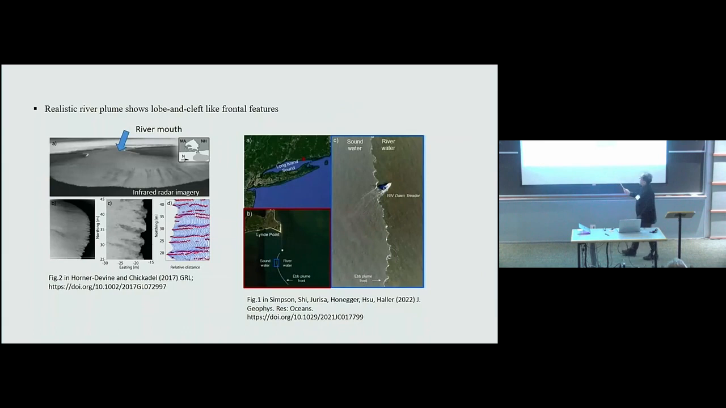This is a thermal image reported by Horner-Devine and Chickadel, where they observed the so-called lobe and cleft instability at the front of, in this case, the Merrimack River. You see this nice lobe and cleft feature at the front. And recently, this is a drone image showing some kind of shear instability at the front of the Connecticut River plume interacting with a very strong shear current. So today I'm going to focus on explaining this first type of frontal feature, called lobe and cleft.